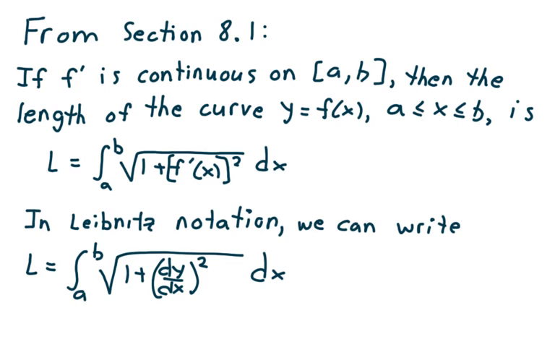Now, in Leibniz notation, we can write L equals the integral from a to b of the square root of 1 plus dy dx quantity squared dx. So at the end of the day, what's happening is I'm going to take the derivative of the function, I'm going to square it, I'm going to add 1, and then I'm going to take the square root and then integrate that result from a to b. So it's literally what's going to happen.